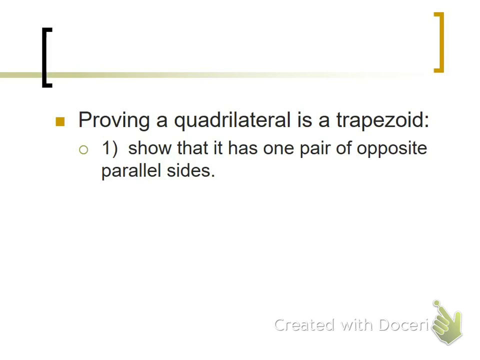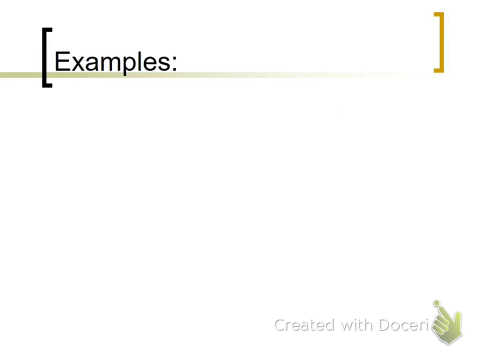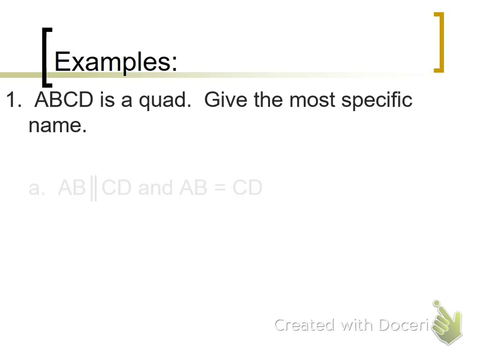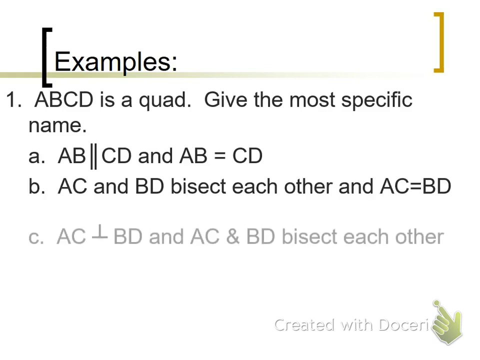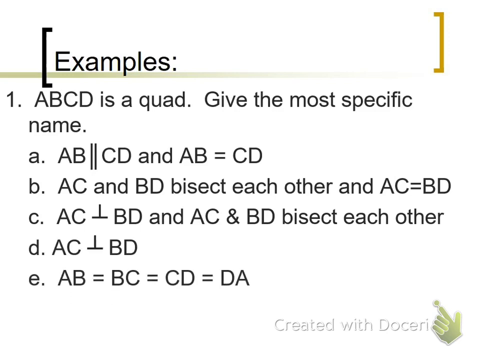Anybody need more time on the trapezoid slide? Okay, so let's go through some scenarios here. We are told that ABCD is a quadrilateral, so it's got four sides. We are asked to give the most specific name based on these criteria.